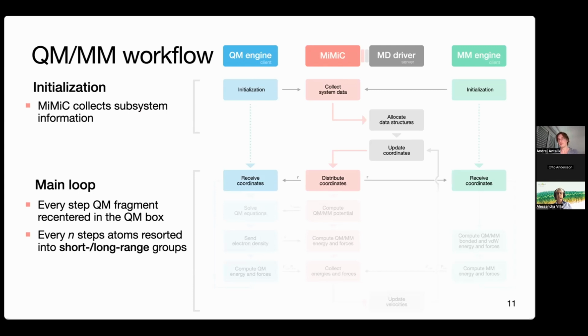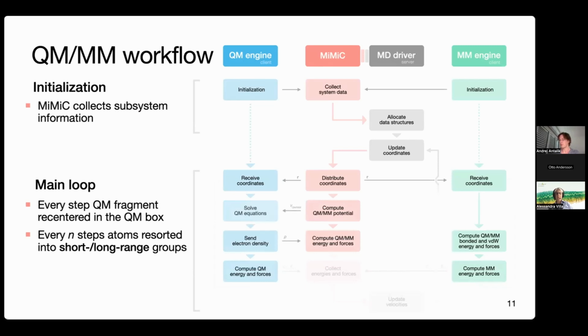and then proceeds to perform the calculation. So at the MM side, that's fairly simple because you only need to evaluate your forces and energies from this classical force field. On the QM side, it's a bit more tricky because first you need to compute the polarizing potential that is introduced to the calculation.